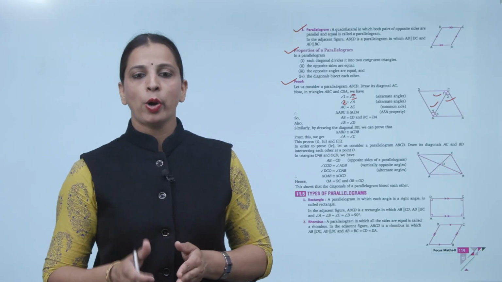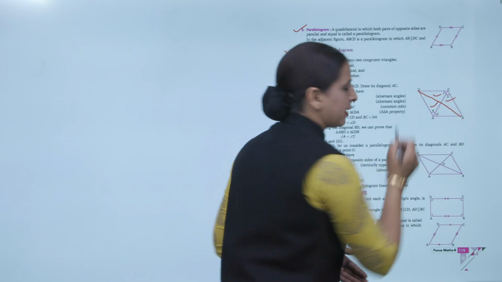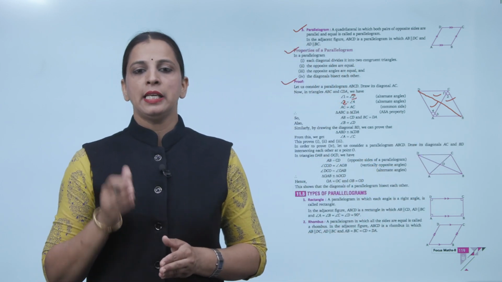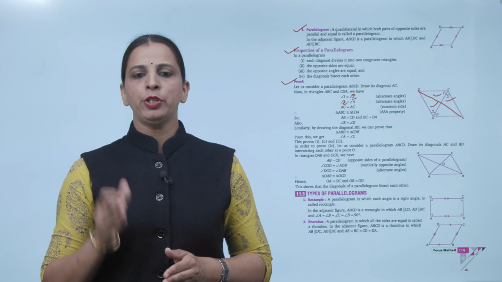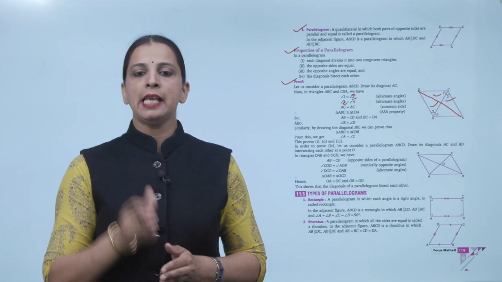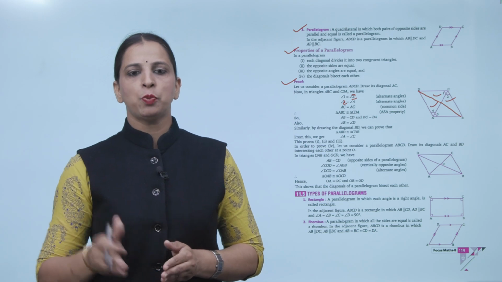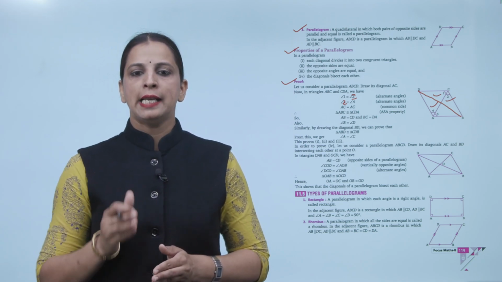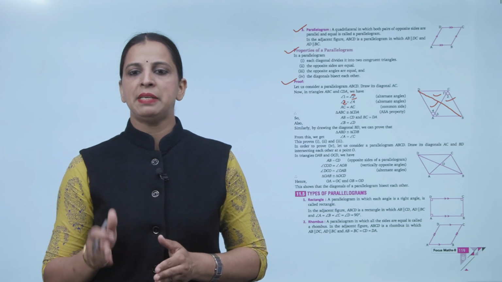Similarly, by drawing the diagonal BD, we can prove that triangle ABD is congruent to triangle CDB. From this, we get angle A is equal to angle C. This proves 1, 2 and 3. In order to prove 4, let us consider a parallelogram ABCD.